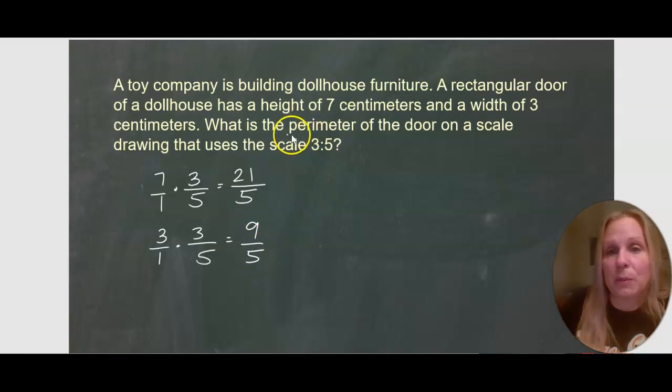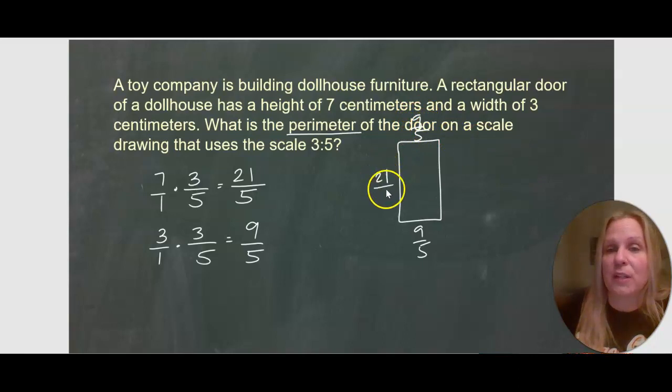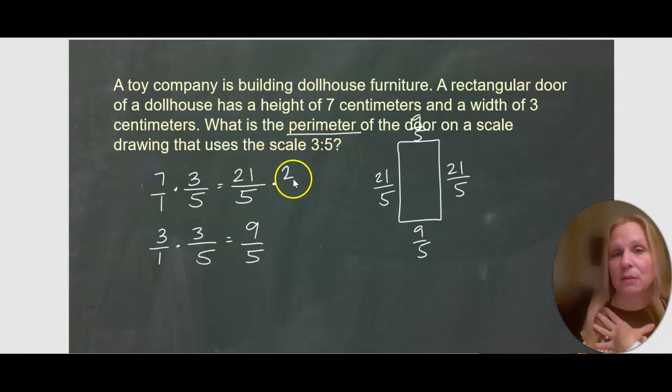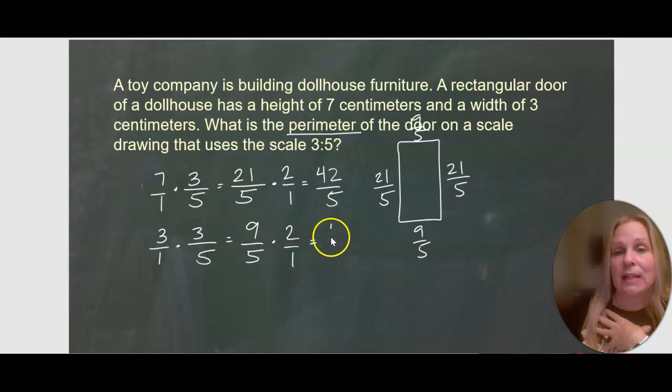Now, remember, perimeter of the door. That means I've got 2 of these, right? This is 9/5 here and 9/5 up here. And this is 21/5 here and this is 21/5 here. So now I've got to add all of it together, right? To add it together, I'm going to double this and get 42/5. And I'm going to double this one and get 18/5. And then I'll add them together.